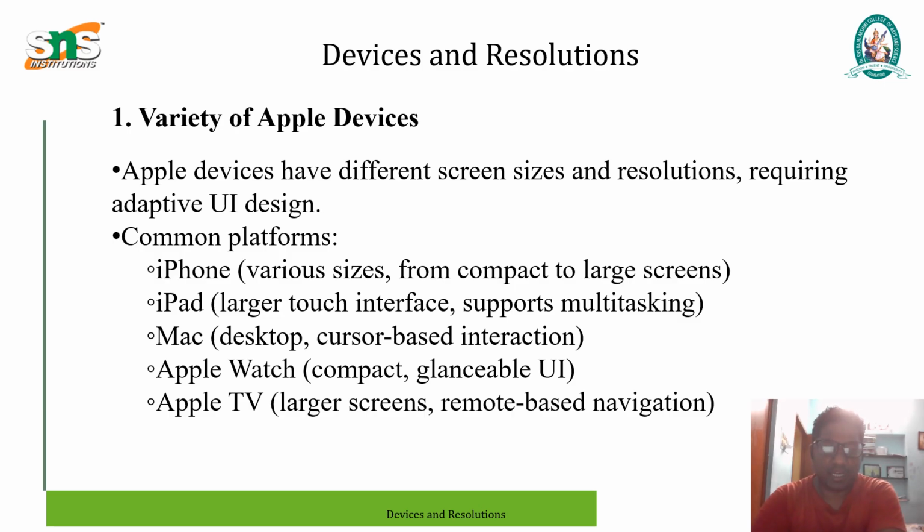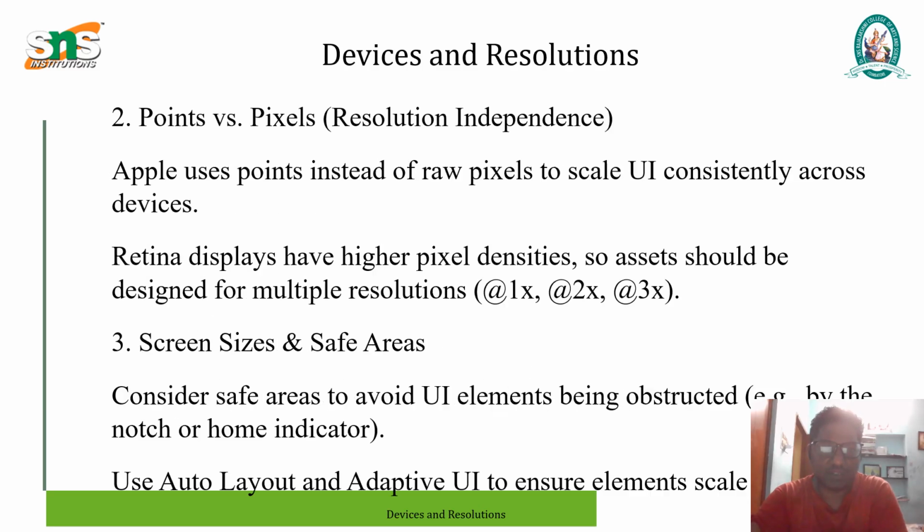Next one is the Mac. Mac is a desktop with cursor-based interactions. Apple Watch has a compact and glanceable UI. Apple TV has larger screens with remote-based navigation. So this is the variety of Apple devices, with various screen sizes, supporting multitasking and desktop use. It is the common type of platform across Apple devices with different screens.